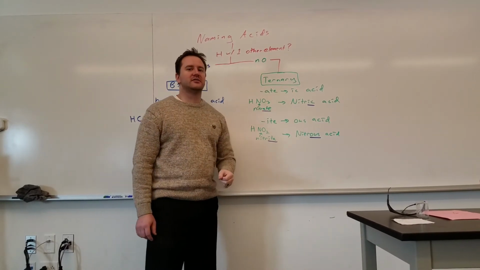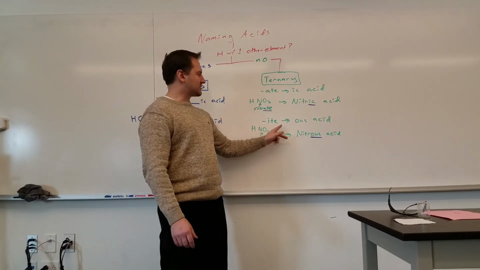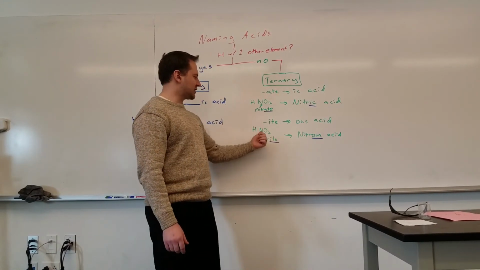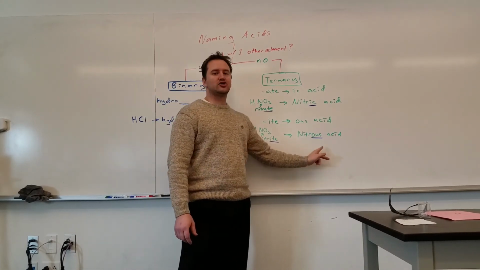The other possibility is that the polyatomic ion ends in ite. So if it ends in ite, it's going to be an ous acid. So if we had HNO2, where the polyatomic ion is nitrite, we would call that nitrous acid.